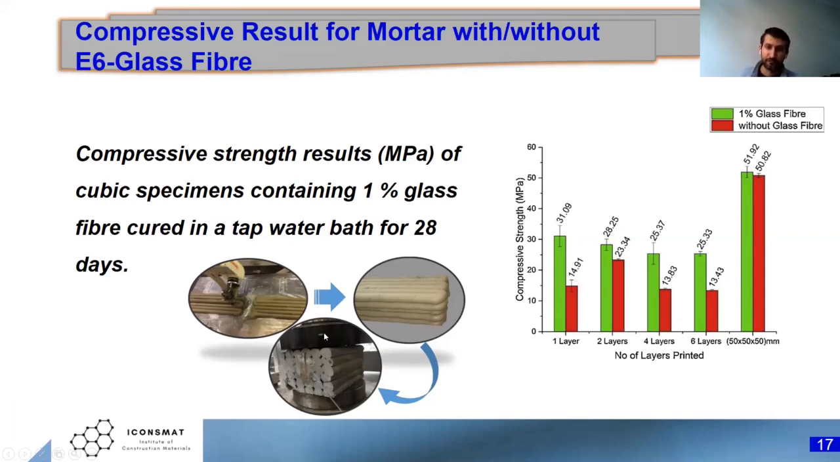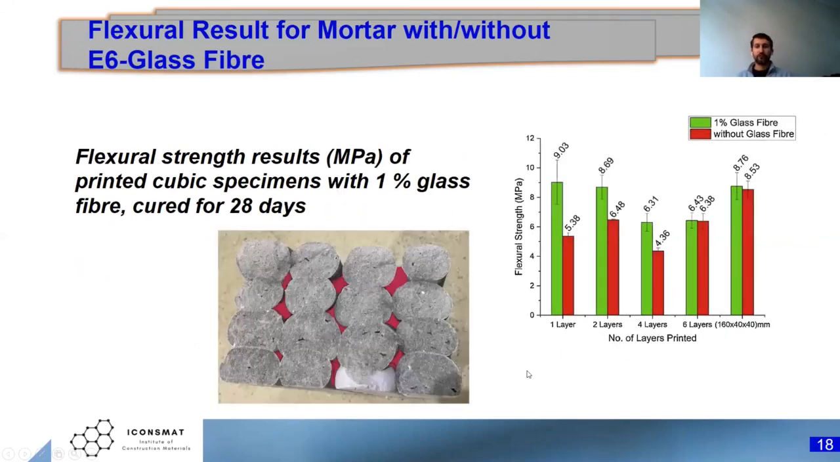So that's why I changed the geometry from the hollow columns to something uniform, like a cube. For flexural, it is a bit better with the E6 glass fiber. We got 9 megapascal, and for the ones we prepared as a prism, we got almost 9 megapascal as well. So almost the same in flexural terms.